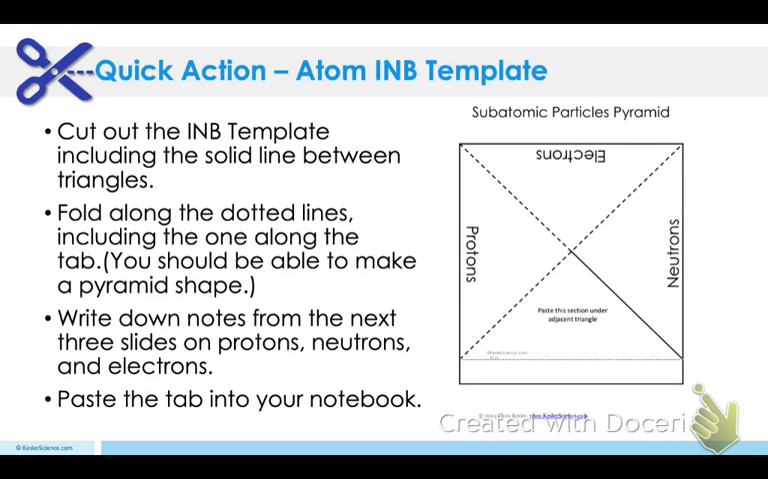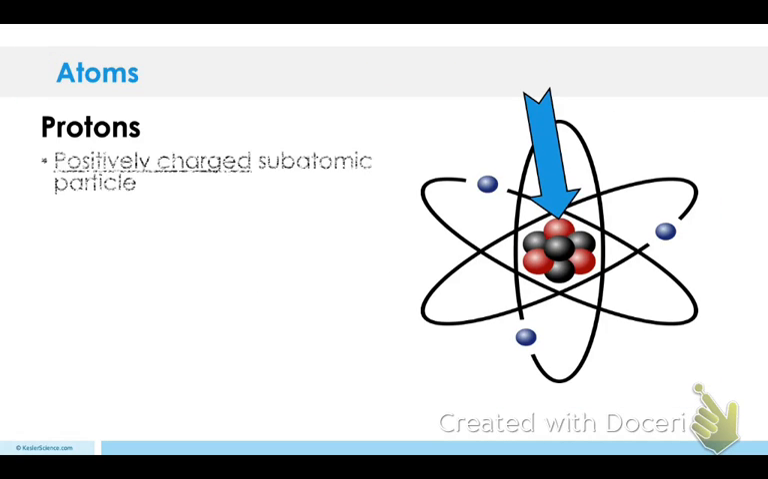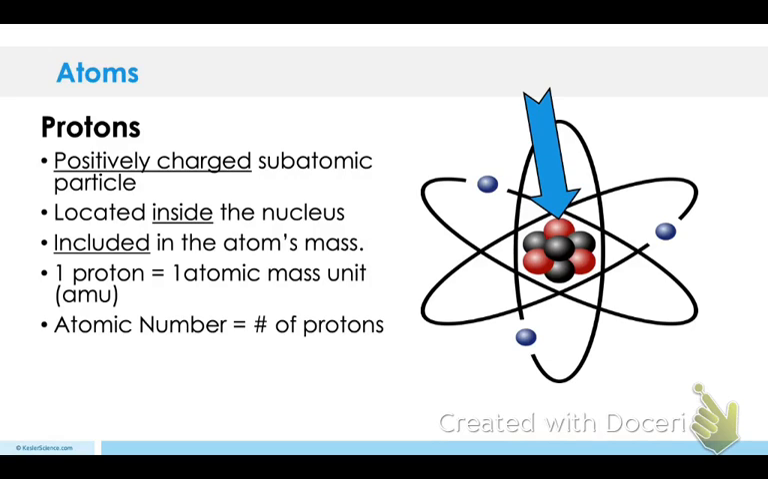All right, so there is no interactive notebook template since you're writing everything down, so you can go ahead and skip this slide. So our protons are positively charged subatomic particles. They're located inside the nucleus. It's included in the atom's mass. 1 proton equals 1 atomic mass unit, otherwise known as AMU. The atomic number equals the number of protons. It determines the element's identity.